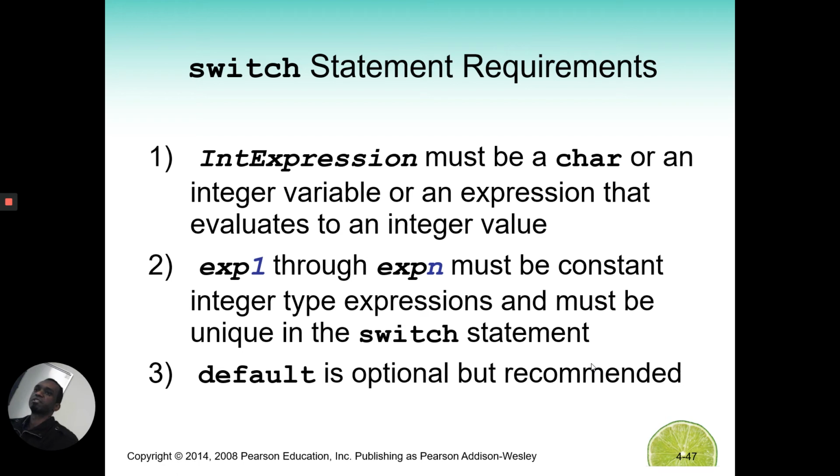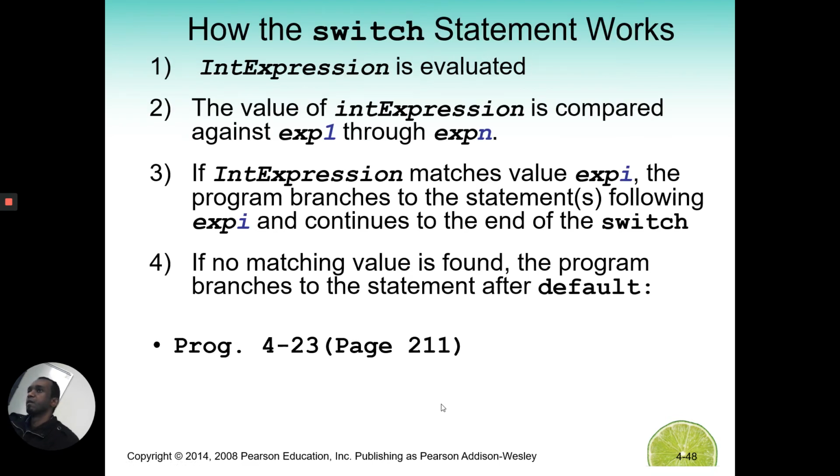Okay. The initial expression must be a character or an integer variable or an expression that evaluates to an integer value. So expression 1 through expression n must be constant integer type. Expressions must be unique in the switch statement. Default is optional but recommended. So the first expression is evaluated, then the value of the int expression is compared against what is inside the block. Okay, expression 1 through expression n. So if there is a match, then the program branches to the statement following that expression and continues to the end of the switch. If no matching value is found, then the program branches to statements after the default.